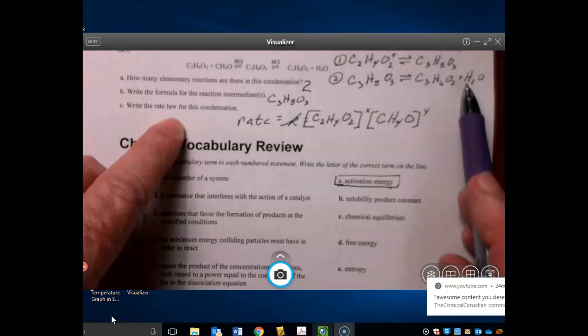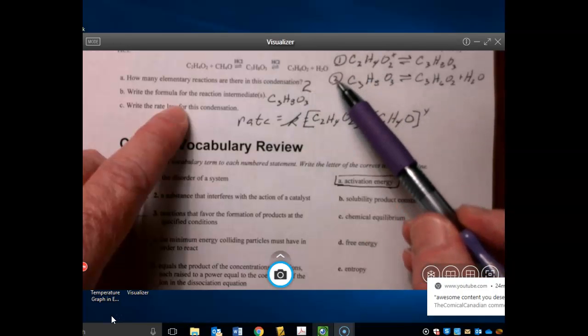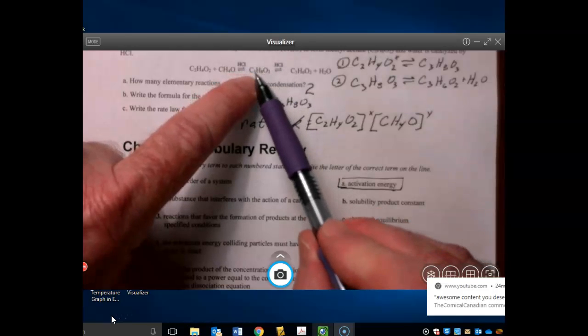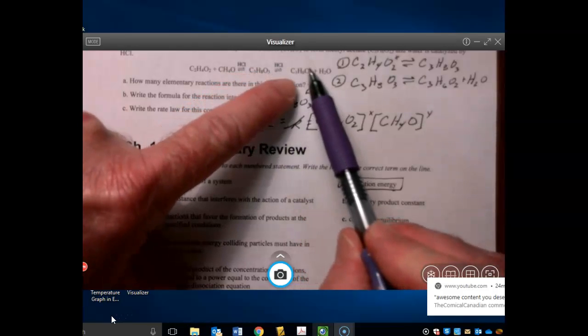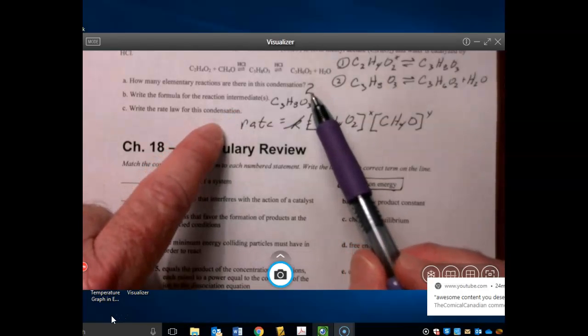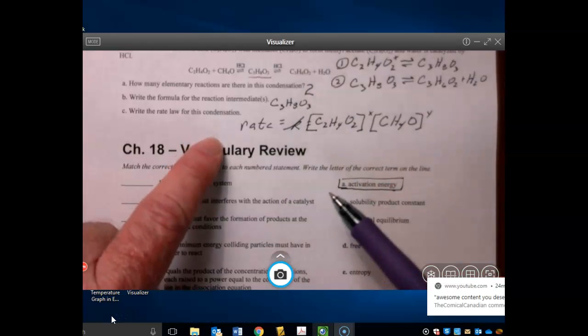So it asks you to write the formula for the reaction intermediate. Well, first of all, how many elementary steps? Well, it was 2 steps. One step to make this intermediate, and then another step for that intermediate to react to form these products. So it's a 2-step reaction. The formula for the intermediate is this formula right here.